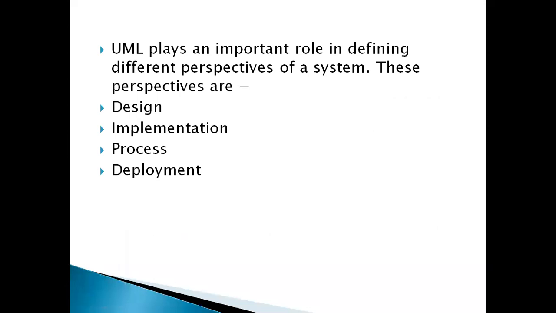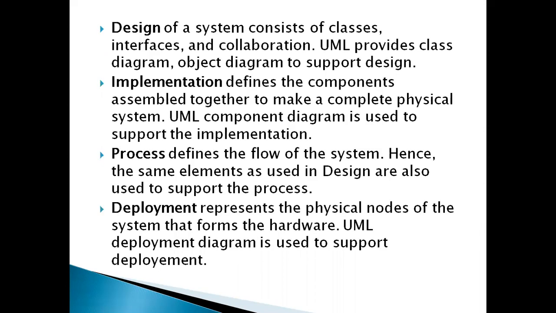UML plays an important role in defining different perspectives of a system. These perspectives are design, implementation, process, and deployment. Design of a system consists of classes, interfaces, and collaboration. UML provides class diagram and object diagram to support this design.